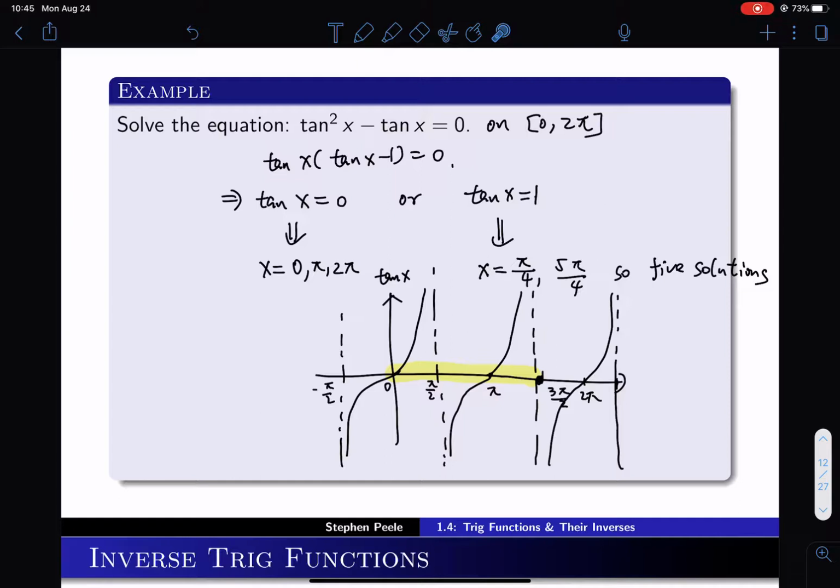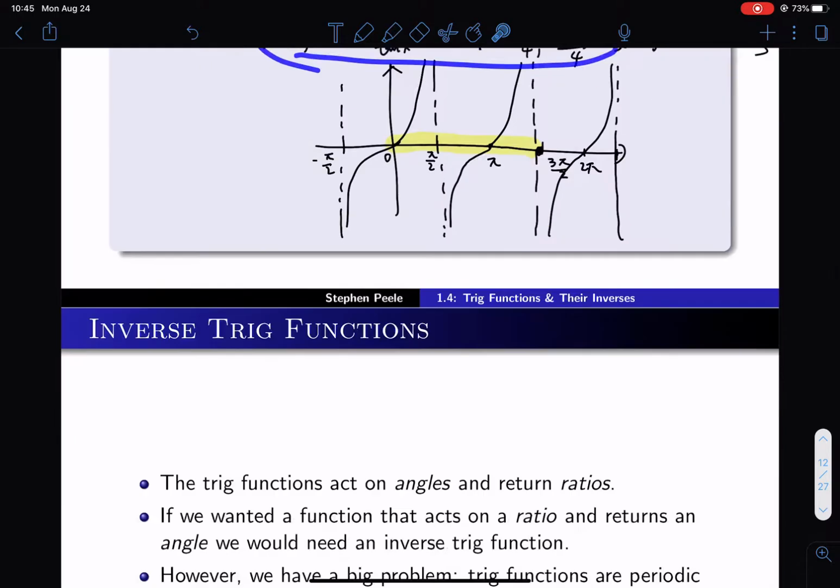And then if tangent of x is 1, just draw this line at 1. Then you can see we have number 1 and number 2. Even though here we have another solution, it is out of the range 2 pi, so we don't consider it. We have only 2. So what are the 2 solutions? You can go back to the unit circle to find them. But at least you can tell we have 5 solutions for this one.